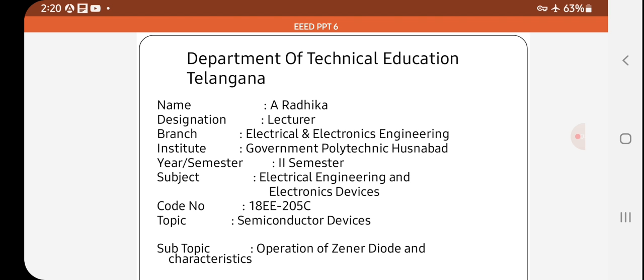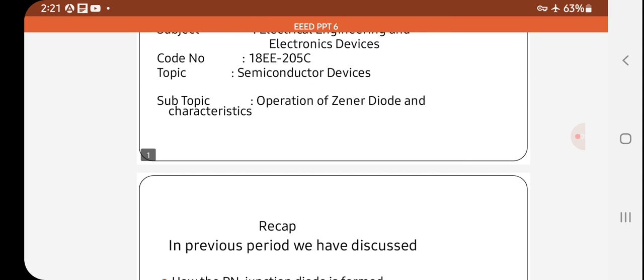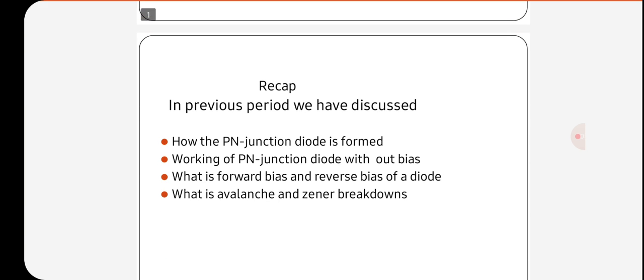In this, we are going to discuss the semiconductor devices. Today, our topic is operation of Zener diode and characteristics. In the last class, we discussed how the PN junction diode is formed, the working of a PN junction diode without bias, what is forward bias and reverse bias of a diode, and what is avalanche breakdown.